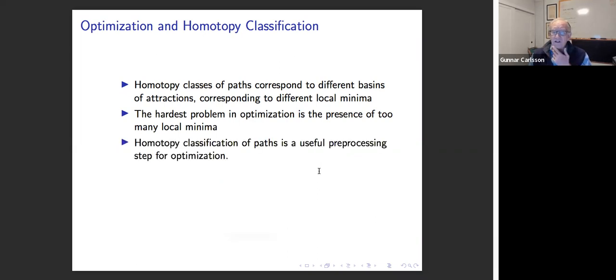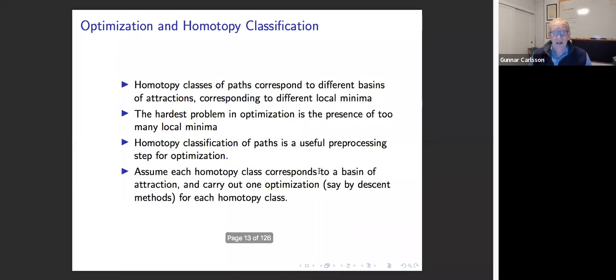But the homotopy classification of paths is a really useful pre-processing step, because once you have a homotopy class, you can optimize within it. So you assume that each homotopy class of paths corresponds to some kind of basin of attraction, and you carry out the optimization in there. This is parallel to, or reflected in, a lot of work that's been done on the pure math side. For example, one often studies the shortest loop inside a homotopy class of loops within a manifold, or even homotopy classes of maps of a two-sphere, which has been studied by Sacks and Uhlenbeck and others.